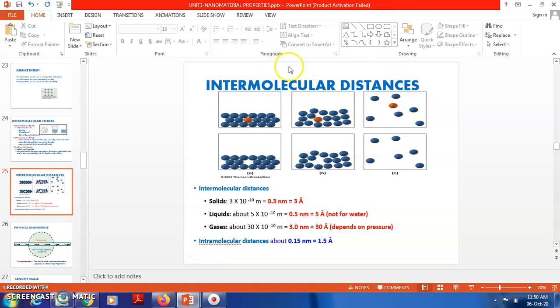Here another example is given with the help of a diagram. Here you can see the intermolecular distance. In the solid, the intermolecular distance is only 3 Angstrom, but in the liquid the intermolecular distance is only 5 Angstrom, not for water in particular. In the gas the intermolecular distance is 30 Angstrom, and that value depends upon the pressure. These are simple examples. At the same time the intramolecular distance is 1.5 Angstrom in all three.